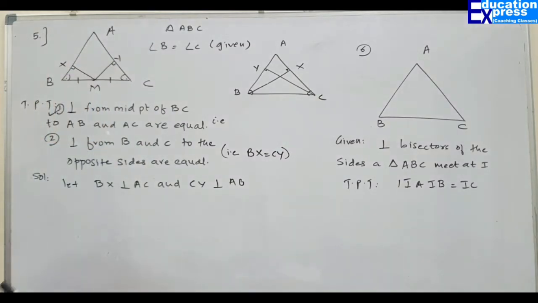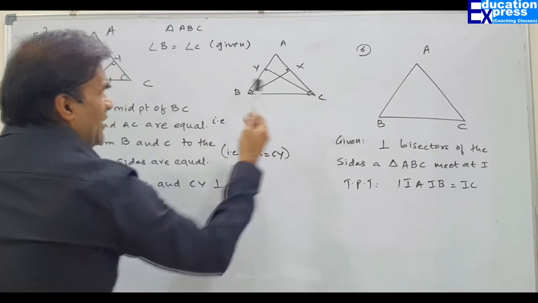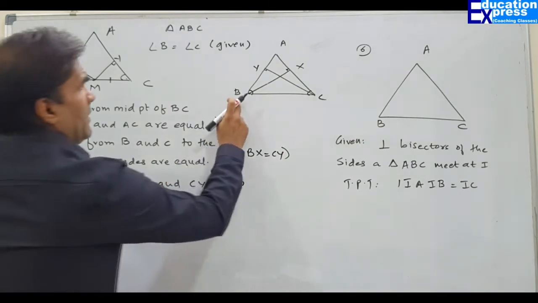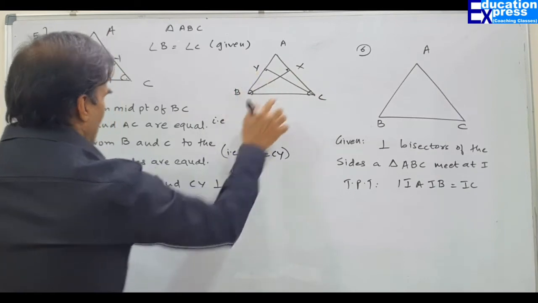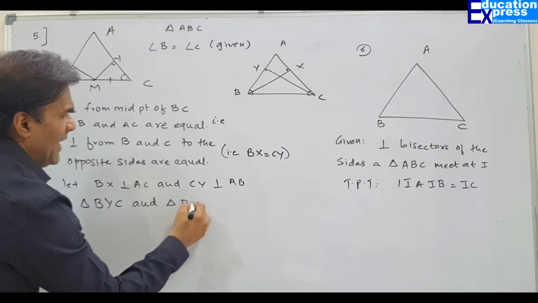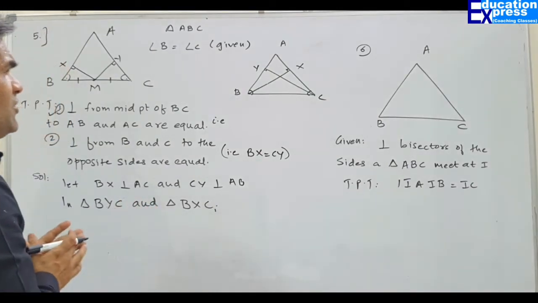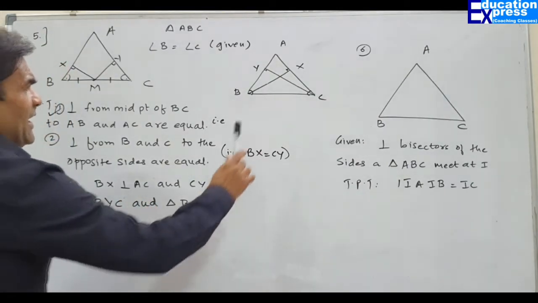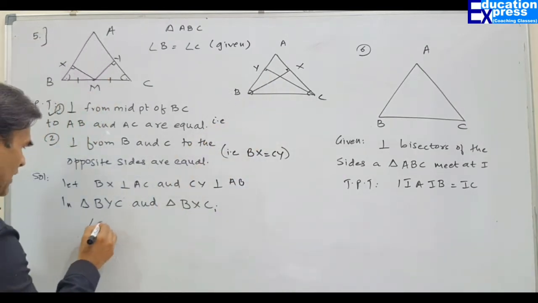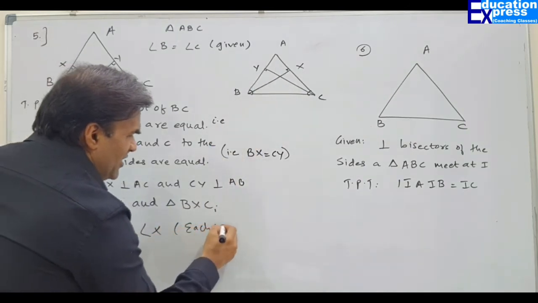So my dear friends, what do we do? Sir, again we can take triangle BYC and triangle BXC. Wonderful. So in triangle BYC and triangle BXC, we have identified the triangles. Now let us identify what information is given to us which is equal. Sir, can I say for this BYC, angle Y is equal to angle X? Any reason? Sir, each is 90.